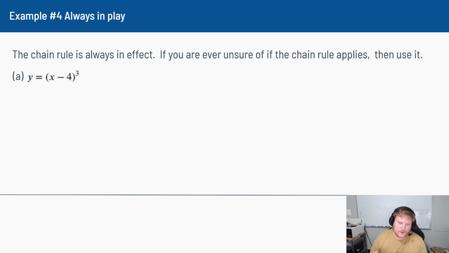So the chain rule is always in effect. If you're ever unsure of if the chain rule applies, just use it. You can't be wrong. So for example, if I were to apply the chain rule to this function, we would take the derivative of the outside, which is something cubed, so it's a power rule, multiply by 3, decrease the power by 1 to 2. The inside stays the inside, x minus 4, and then I multiply by the derivative of x. Well, the derivative of x is just 1. And so my answer remains 3 times x minus 4 squared.